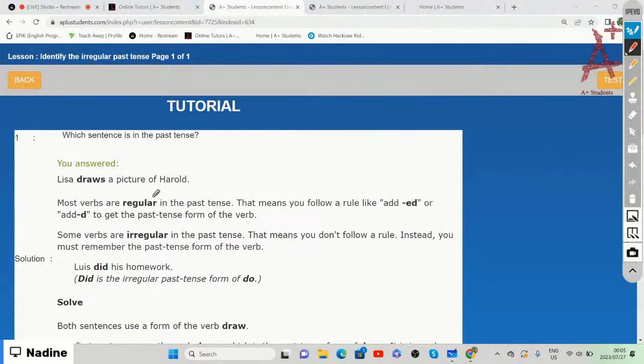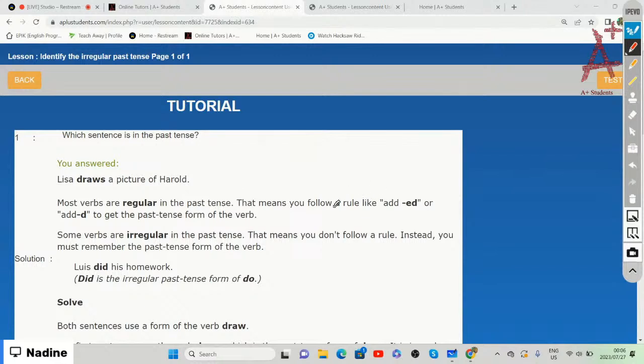All right, so most verbs are regular in the past tense. And I mentioned earlier, based on our previous lesson where we did regular past tense, you basically follow a rule like adding either an ed to a verb or adding a d to a verb, right? So if you have play and then you just add ed, it changes to played, which is a regular past tense verb. So that is the rule that you have to follow with most regular past tense verbs.